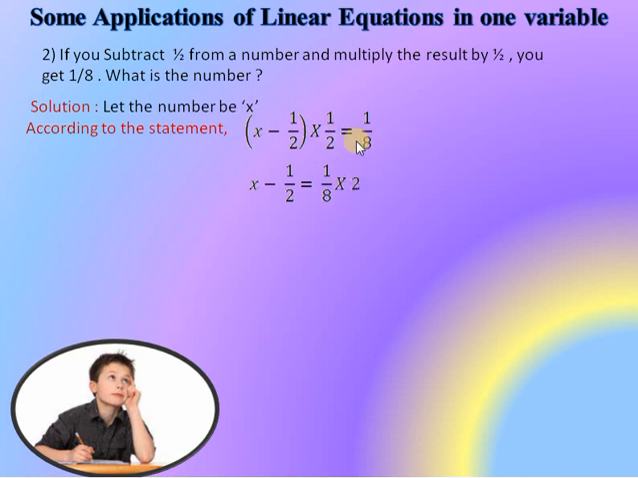You see, transpose this 1 by 2 to your right hand side. That becomes multiplication here: 2 ones are 2, 2 fours are 8, it will cancel. So that becomes 1 by 4. x minus 1 by 2 is equal to 1 by 4. Again you transpose this minus 1 by 2 to your right hand side. That becomes plus 1 by 2.